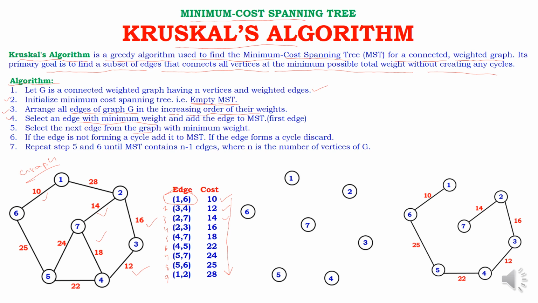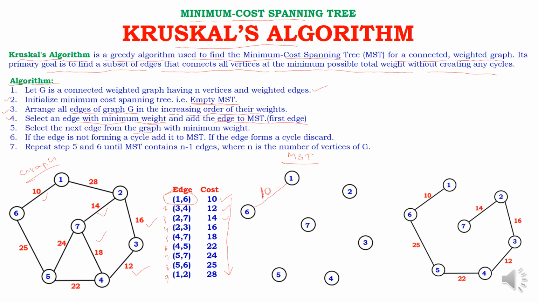Select the minimum cost edge and add the edge to the minimum cost spanning tree. Suppose 1 6 is the edge we have selected, add it to the minimum cost spanning tree, the weight is 10. This is the first edge we have added to the minimum cost spanning tree. Assume that we are going to create the minimum cost spanning tree.